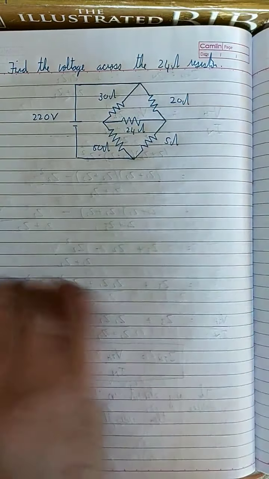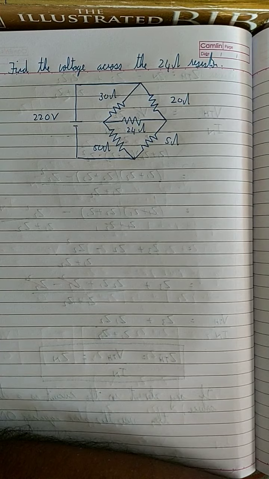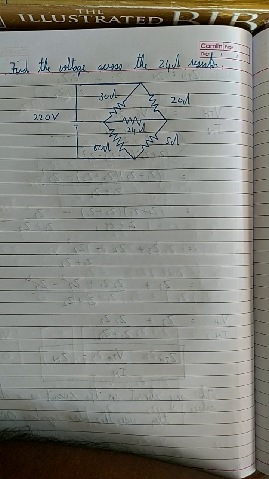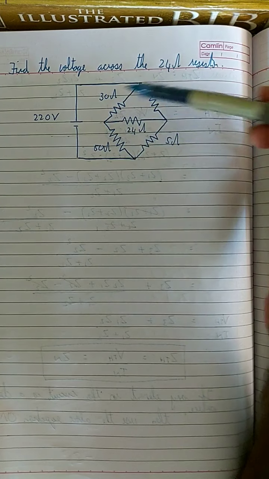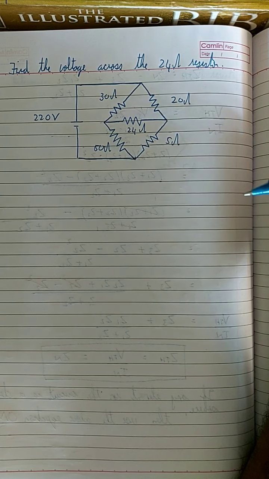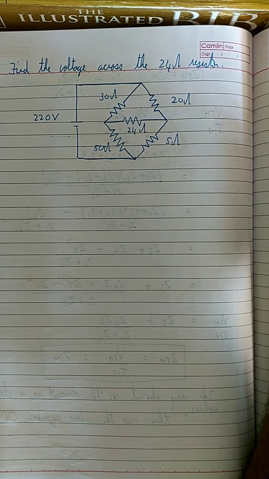Okay everyone, now let's do this question. Find the voltage across the 24 ohm resistor. This circuit is kind of different, right? We have seen this kind of circuit. You call it a Wheatstone bridge, right? This kind of circuit we usually call a Wheatstone bridge.